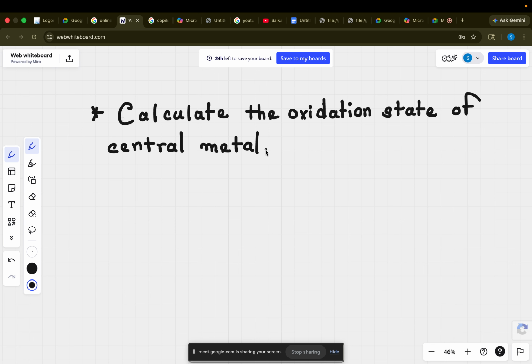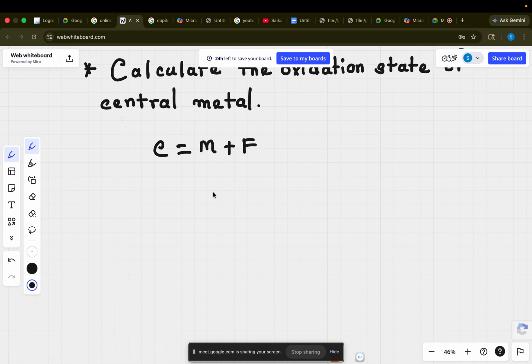Fine. So you already know what is the formula. Yesterday we have done this formula. What is the formula? C is equal to M plus F. This is the formula. So you have to find out the oxidation number or oxidation state.